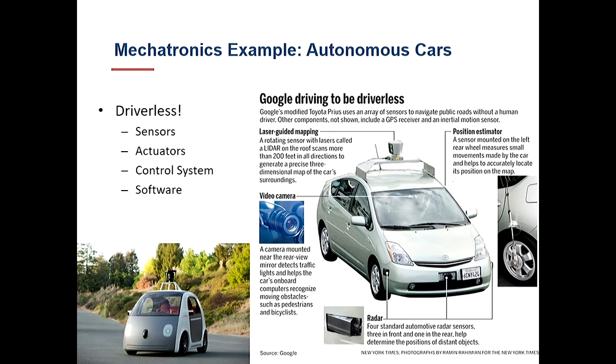So as I sort of touched on before, a good example of this is Google's autonomous vehicle. They're moving towards completely driverless. They first of all started with modifying a Toyota Prius, and now they've moved on to this design over here, which is a complete redesign of a vehicle specifically to be driverless.